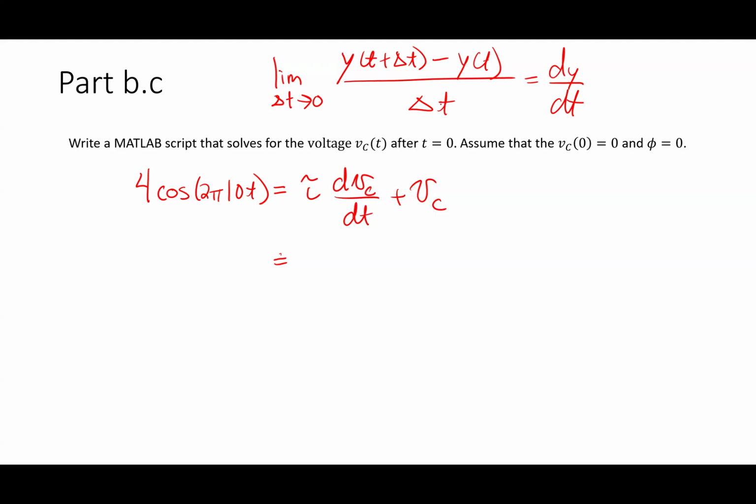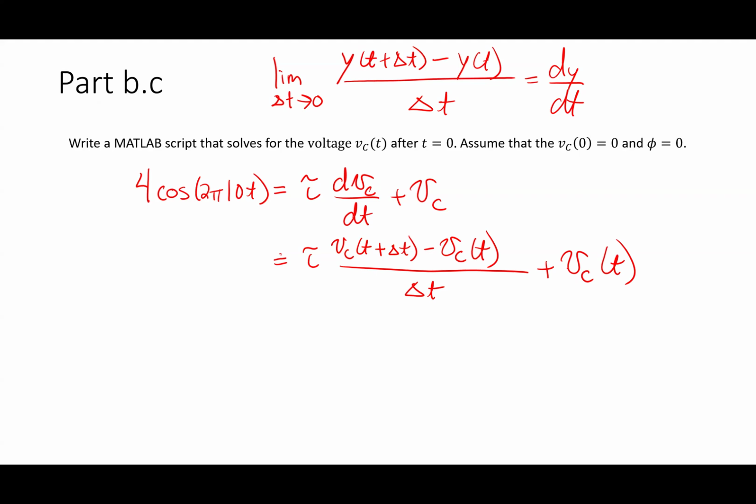I assume my delta t is small enough, right, that I don't need the limit, right? And I basically say this thing is τ times vc of t plus delta t minus vc of t all over delta t plus vc of t. Like that. Okay. So how did I approach this thing? Once I had this, this looks intimidating when I write this thing down, right? But it's not really that intimidating, right? What do I do?